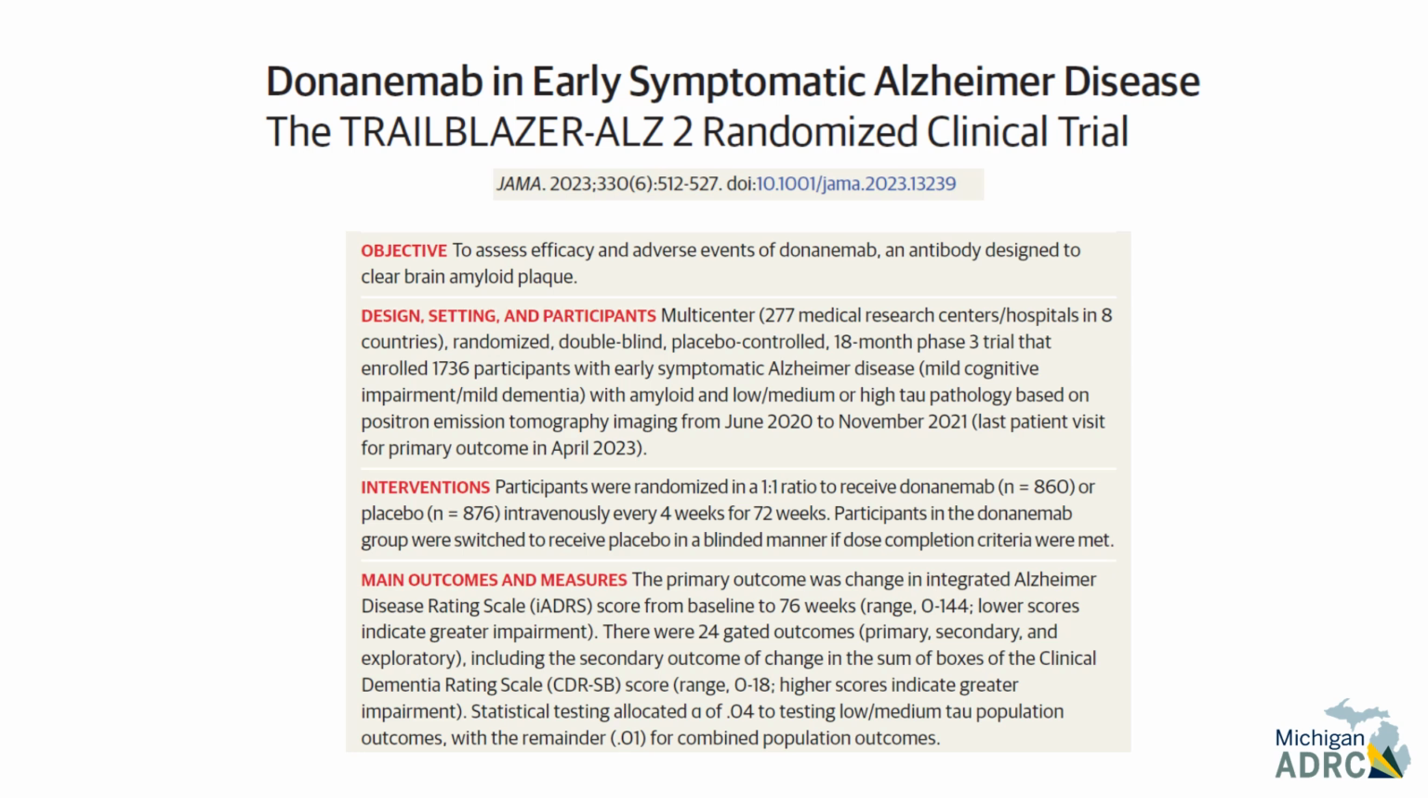treatment of 72 weeks. And the primary outcome was one of the composite measures, the Integrated Alzheimer's Disease Rating Scale, that combines measures of cognition and measures of function. That was their primary outcome. They also had a variety of secondary outcomes looking at different aspects of cognition, day-to-day function, as well as a variety of biomarkers.